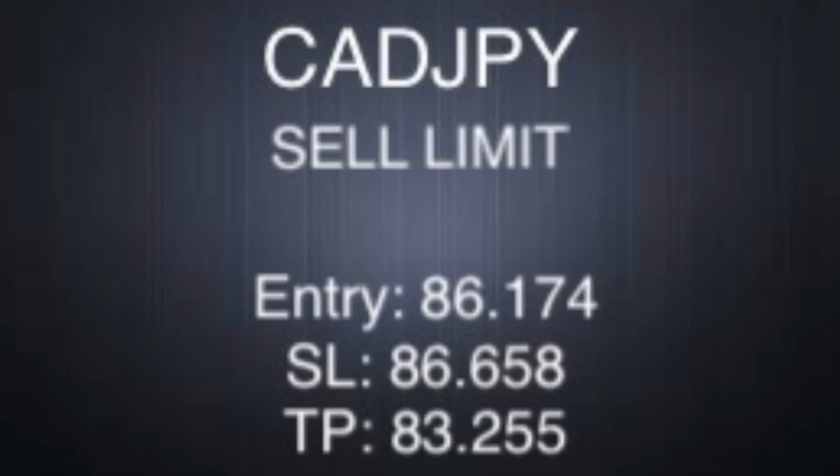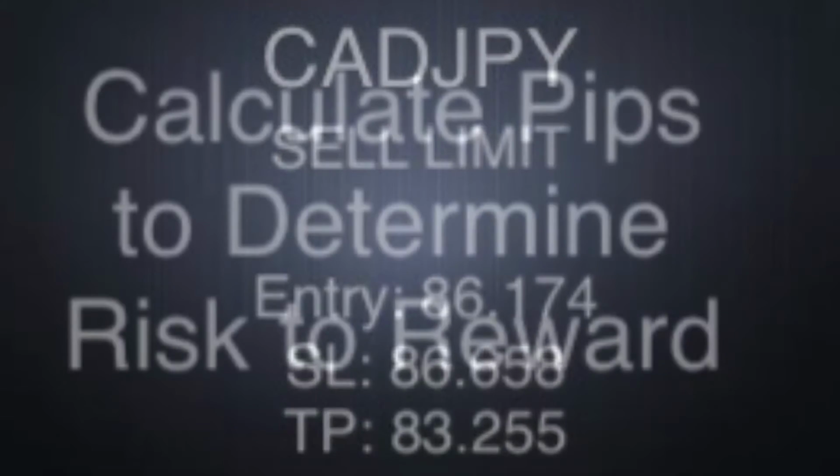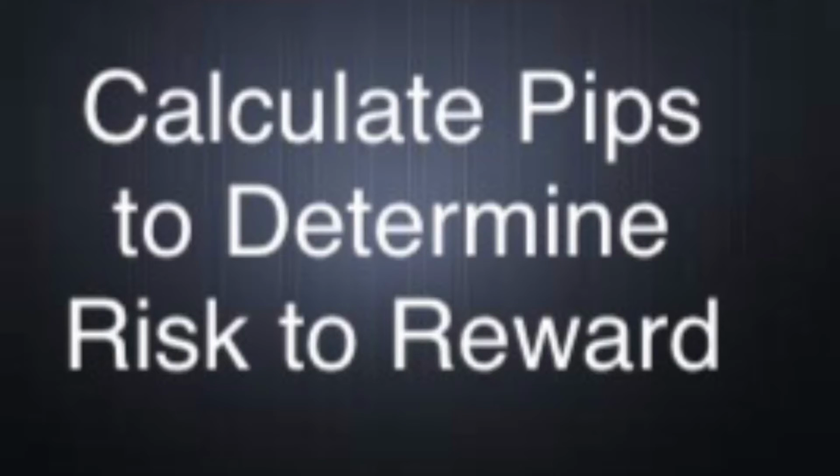So I pulled one of the recent signals that Lee posted in a group. This is a sell limit for CADJPY, the Canadian dollar, Japanese yen. She gives you your entry point, your stop loss, and take profit. But I want to take it a step further to help you get a little more risk management in place, and show you how to calculate pips to determine your risk to reward with regards to the signal. The signals are great, but a lot of times we just randomly pick lot sizes and things like that. So I want to make sure that we're clear.